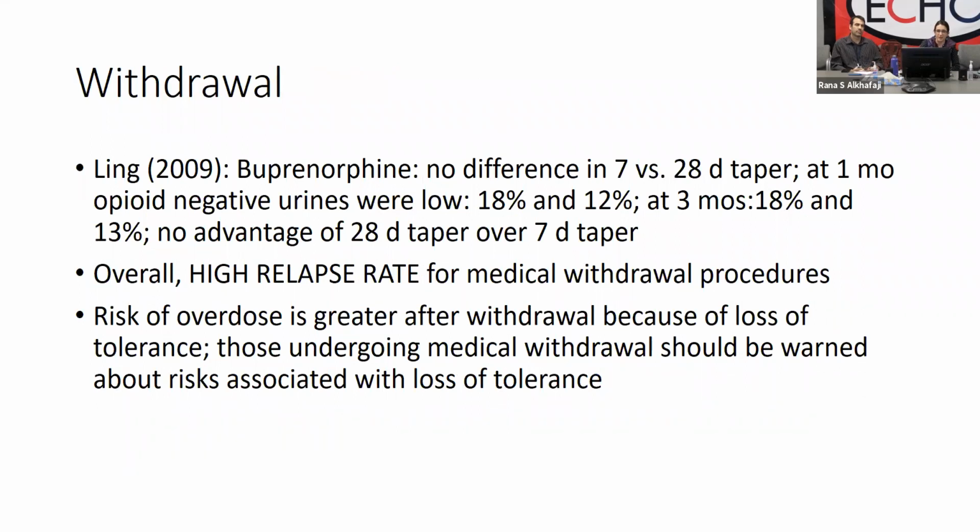Study from Lang in 2009 in terms of withdrawal: there's not a consensus as far as what length of withdrawal is more helpful. So buprenorphine, no difference in 7 versus 28 day. And the 1 month opioid negative urines were low. Let's see, 18% and 12% at 3 months, 18% and 13%. So there was no advantage of 28-day taper over a 7-day taper.